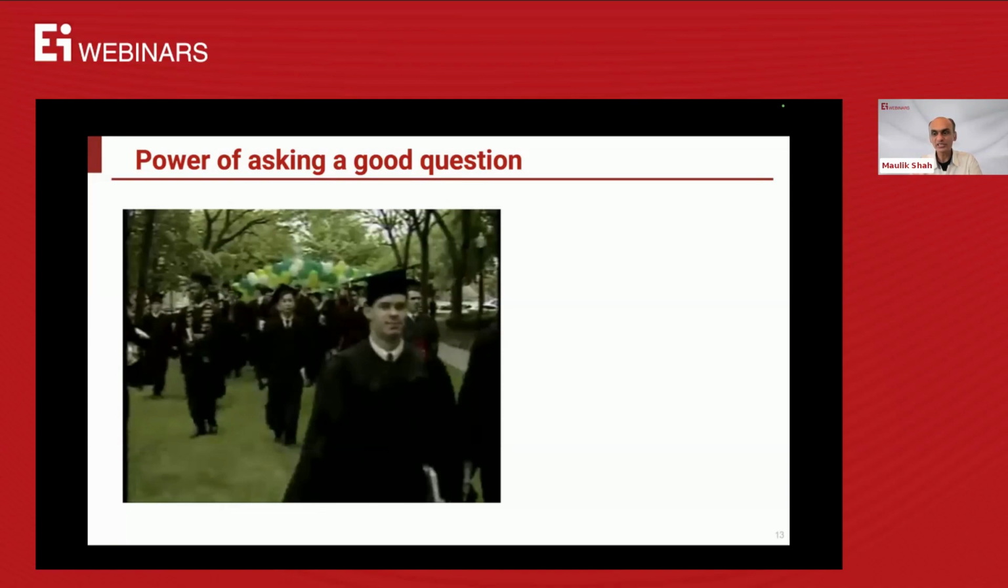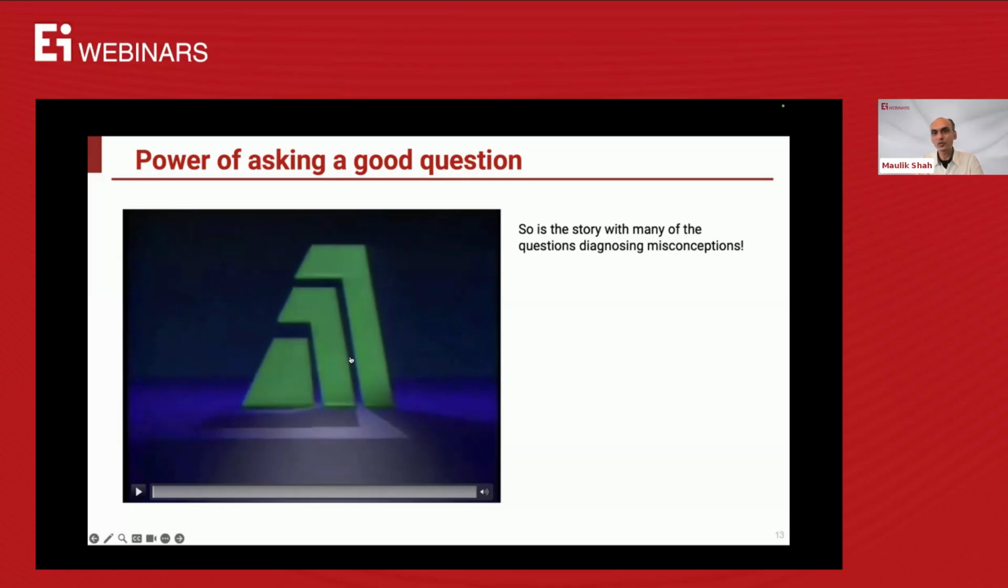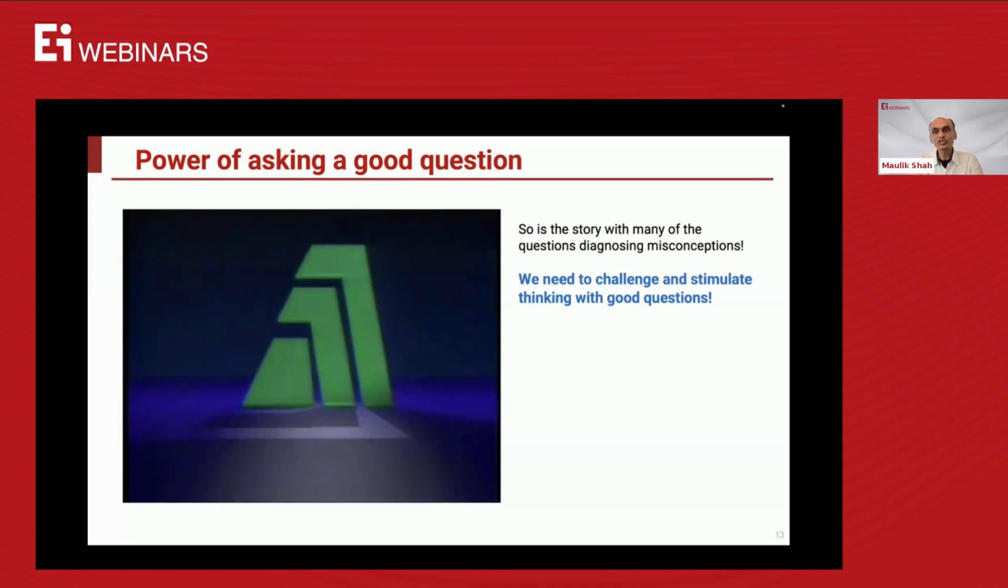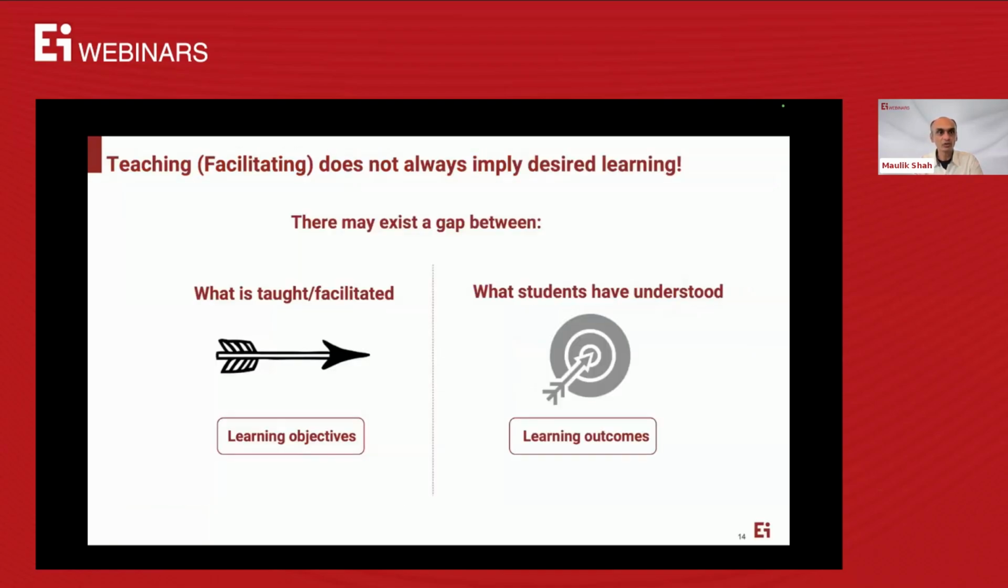So often EI Asset questions or EI Cares questions, which we are going to project on our screen, and subsequently when you find them in those reports, might tell someone that maybe these are tricky questions. That's natural. That's the story with many of the questions diagnosing misconceptions. We need to challenge and stimulate thinking with such good questions. This is the greatest inspiration for us at EI when we create such questions for EI Asset and EI Cares. We are happy to showcase them and the insights we have gathered through this.